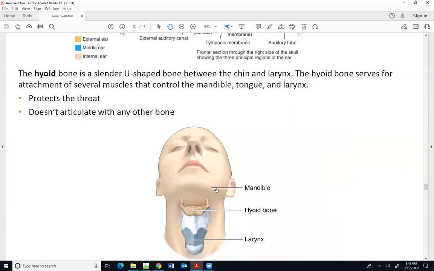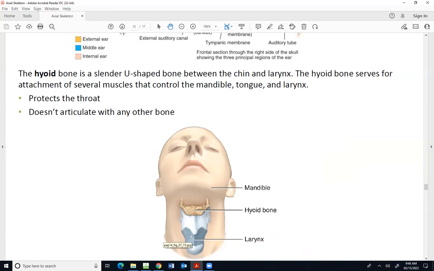As far as this image goes, just highlight the hyoid bone. This is a slender U-shaped bone between the chin and the larynx. Your larynx is best known as your voice box. In fact, this is what we commonly call the Adam's apple. The thyroid cartilage is its fancy name.